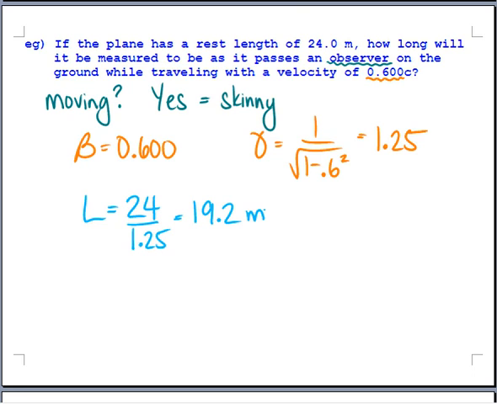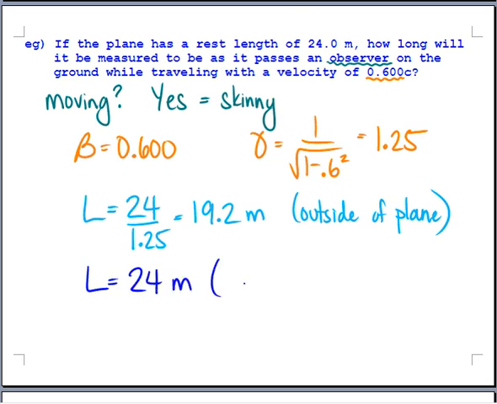That's anybody who's outside of the plane. So if you're outside of the plane and it's moving past you, you're going to measure that plane at 19.2 meters. If you're on the plane, remember some people would actually say 24 meters. That would be the length according to anybody that's inside the plane, because they're moving with the plane, so the plane looks totally normal. So there's your 2 points of view.